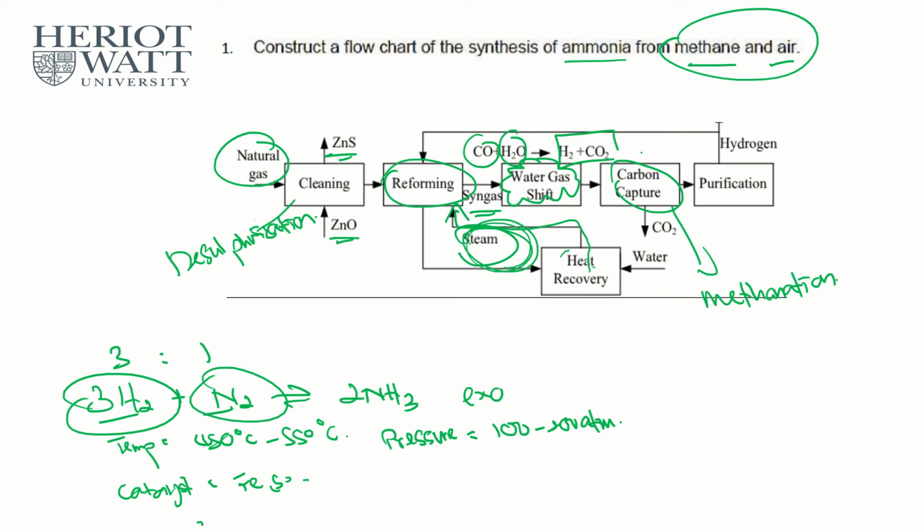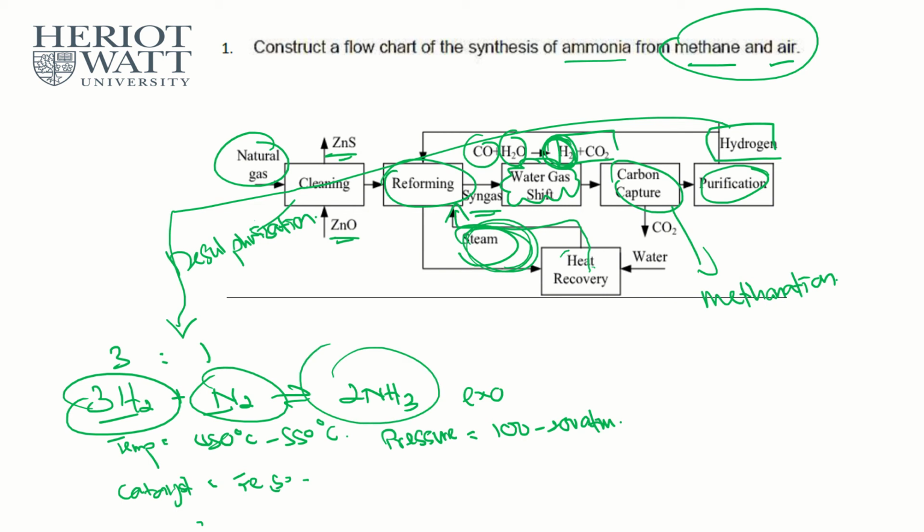And then once we remove all the excess carbon, we do purification on the hydrogen gas produced, right? Once we get the hydrogen gas, it will go into the reactor, and then it reacts with the nitrogen gas that we distilled, and both react to form ammonia gas. So this is the whole process of synthesizing ammonia from methane and air. All right, so that's the first question.